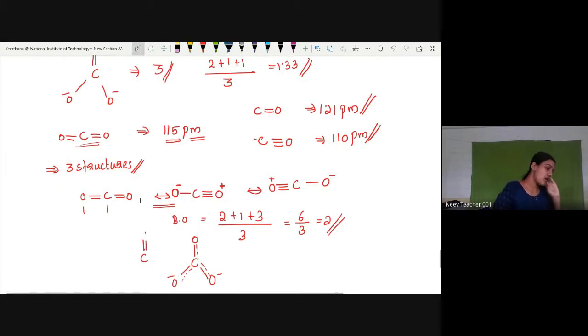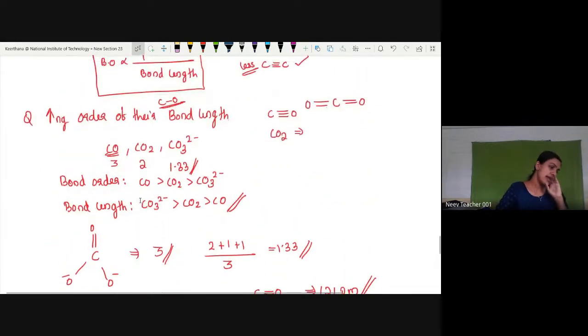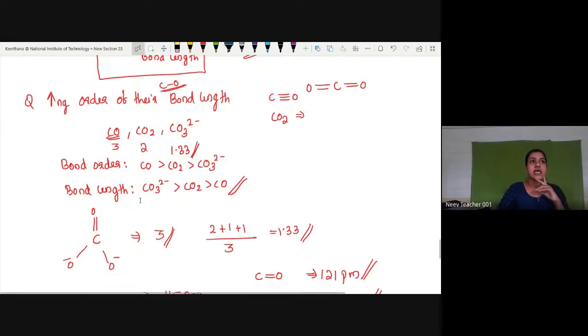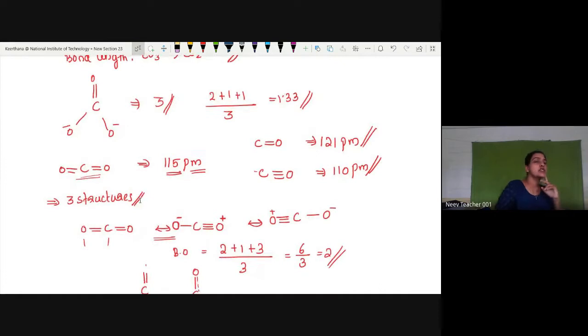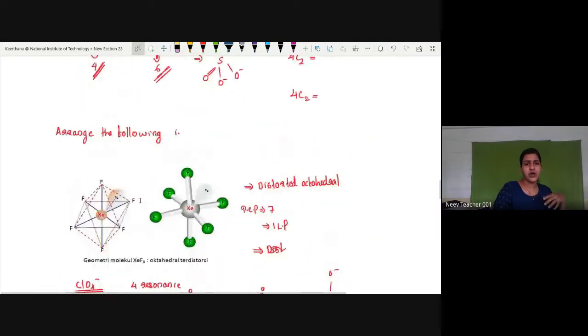Okay, that's all about bond order. And as we already discussed, resonance stabilizes the molecule. If you consider the energy of a resonance hybrid, it will always be less than the energy of the canonical structures or the resonating structures. If you compare any of the resonating structures with the resonance hybrid, the energy of the resonance hybrid will always be lesser. So that's all about resonance and VSEPR.